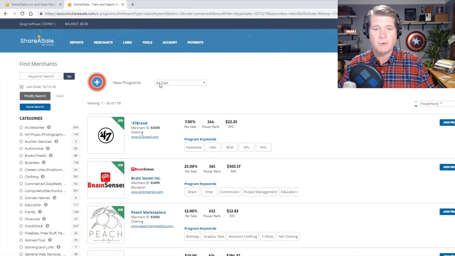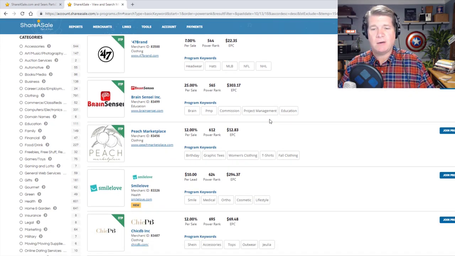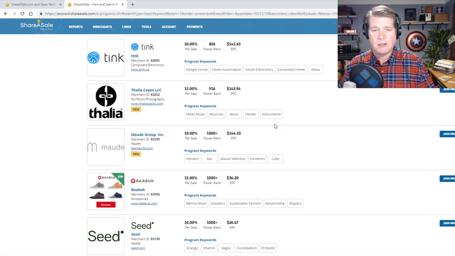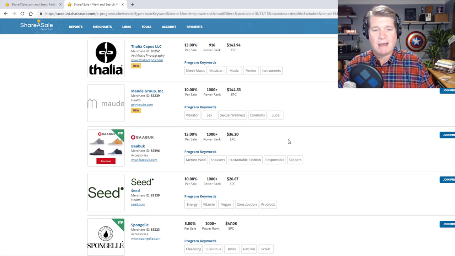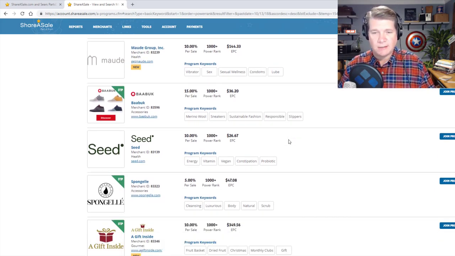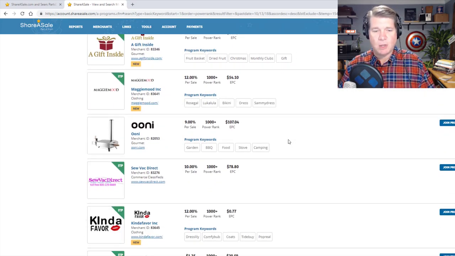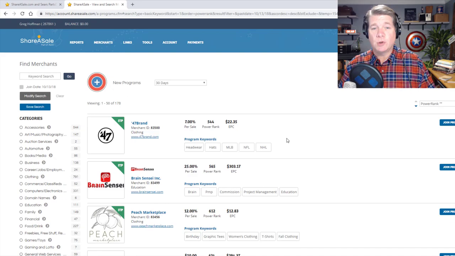You look at them through 30 days or 7 days, and you look at their power rank to see how they're doing. And you scroll down a little bit more, and you're going to start to see that a lot of them are 1,000 plus. That probably means they haven't earned a lot of money yet. So we can keep going, but these are the new programs. They're worth checking out, but don't join all of them.